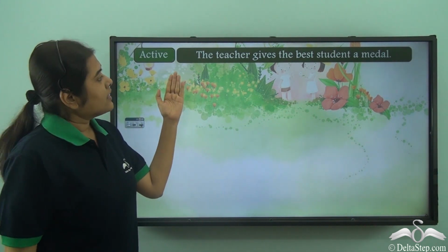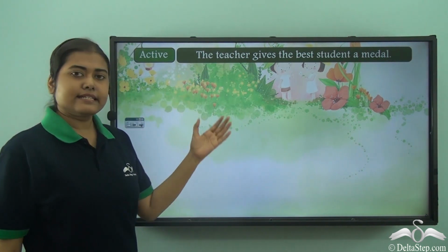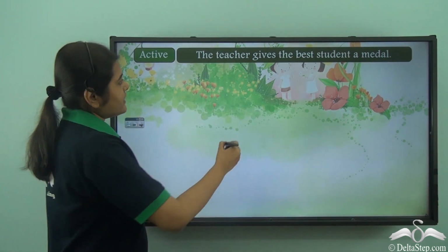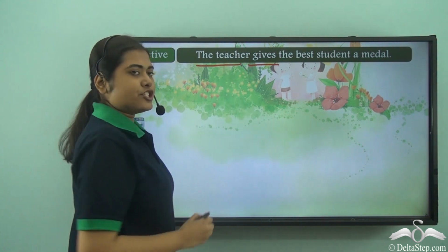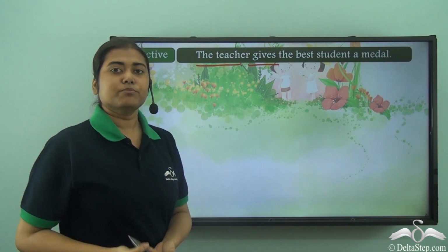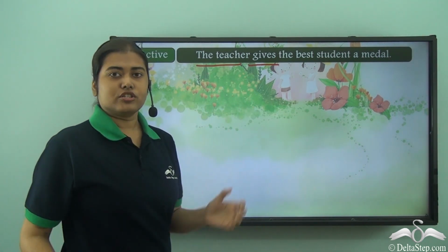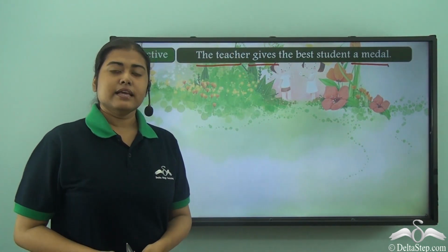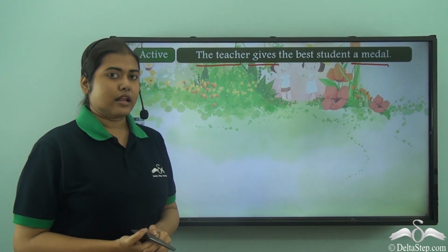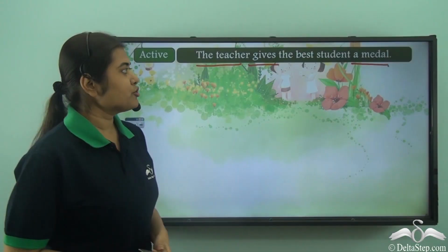The sentence reads, the teacher gives the best student a medal. Now, this sentence is in the active voice. Here, the verb is gives and the subject is the teacher. Now, what is the object in this case? Now, if I question, the teacher gives what? My answer is a medal. So, a medal is an object of this sentence. Now, if I question, the teacher gives whom the medal? My answer would be the best student.